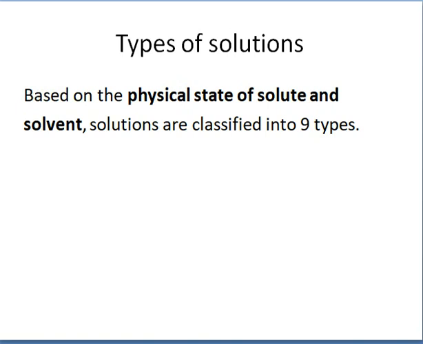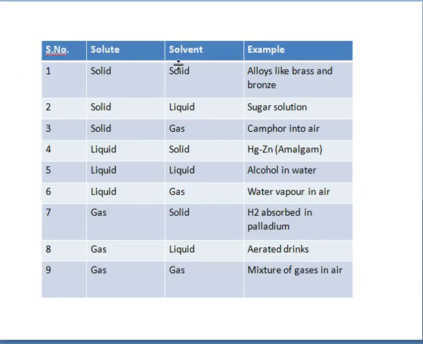Then based on the physical state of solute and solvent, we are classifying solution into 9 different types. Solid in solid, example alloys. Solid in liquid, sugar solution. Solid in gas, camphor in air. Liquid in solid, zinc amalgam. Liquid in liquid, alcohol in water. Liquid in gas, water vapor in air. Gas in solid, hydrogen absorbed in palladium. Gas in liquid, aerated drinks. Gas in gas, mixture of gases in air.